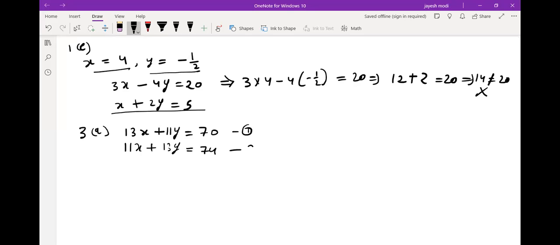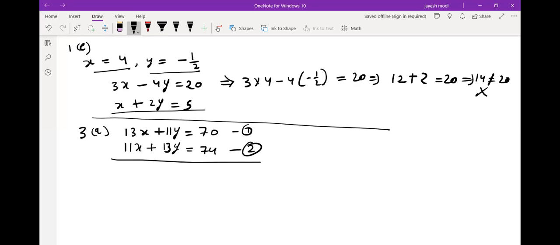So to solve these types of questions in which there is an alteration in the coefficients, first we add both the equations. Is that clear to you? Okay, first what to do?